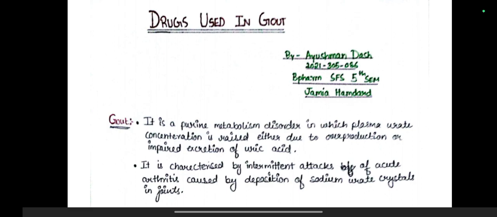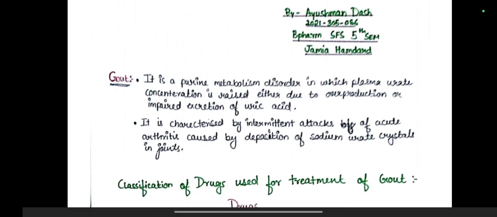Before that, let's understand what is gout. Gout is basically a purine metabolism disorder in which plasma urate concentration is raised either due to overproduction or due to impaired excretion of uric acid. It is generally characterized by intermittent attacks of acute arthritis. This acute arthritis is caused due to deposition of sodium urate crystals in our joints.